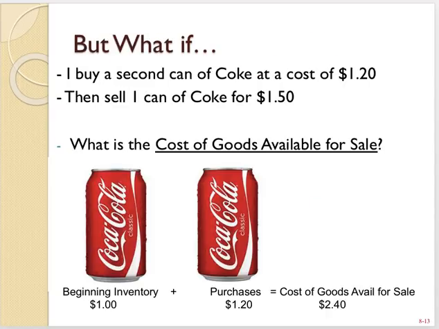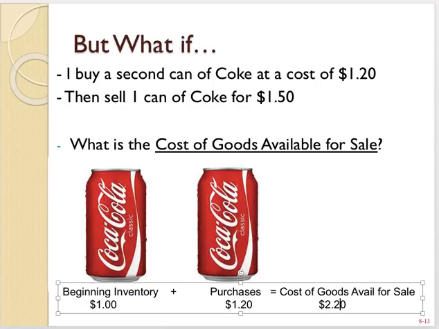But now let me give you another scenario. What if I buy a second can of Coke at a cost of $1.20? Then I sell a can of Coke for $1.50. What is the cost of goods available for sale? Well, we had our beginning inventory, the first can we bought for $1. Then we have our new purchase, which we bought for $1.20. So now our cost of goods available for sale. Oops, my math is wrong. It's not $2.40, it's $2.20. Let me fix that. Okay. It's $2.20.